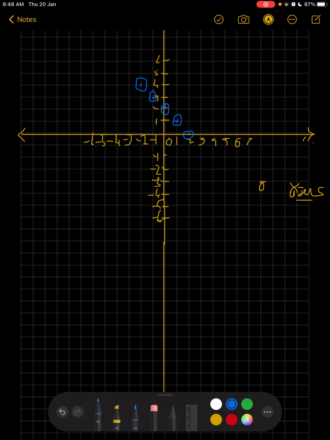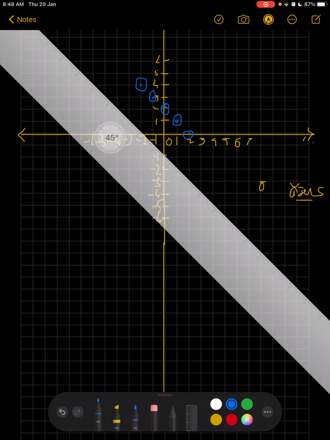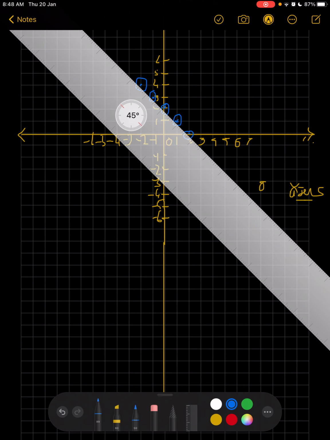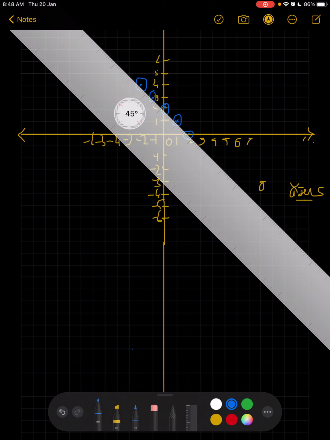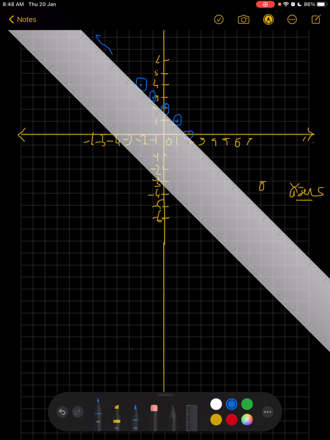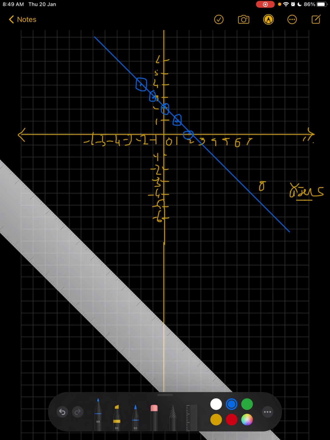So all the 5 points you are getting on a line. That's why this equation is known as linear equation. I'll join them now. These are 5 points. I am going to join them. All the 5 points are joined together by means of a line.